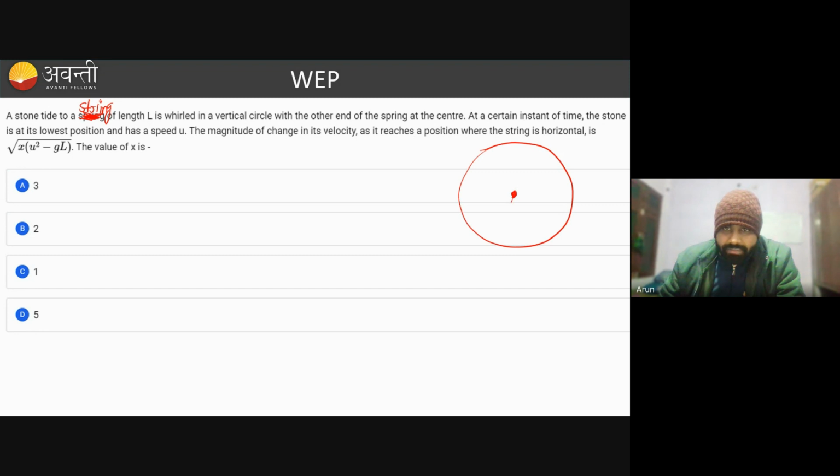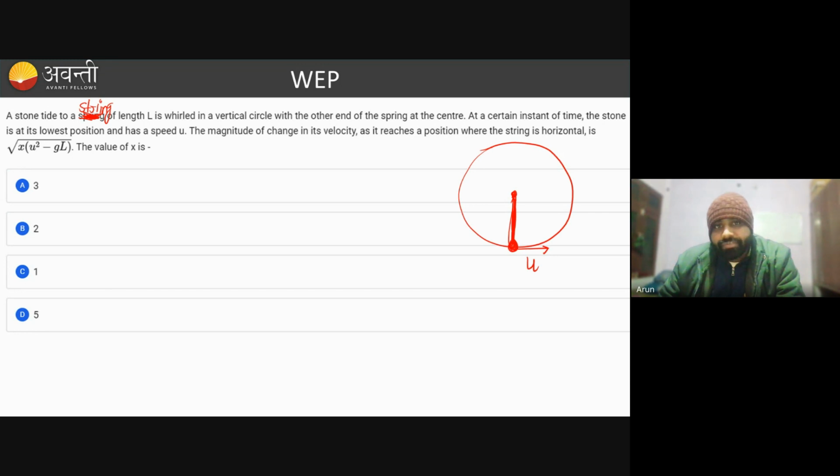One end of the string is at the center. At a certain instant of time, the stone is at the lowest position. So the lowest position is this. Here, this is the stone, and at this time it has a velocity, a speed, u. At the lowest position it has a speed of u.